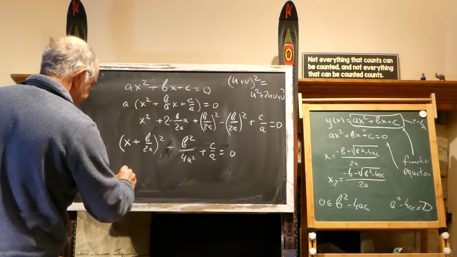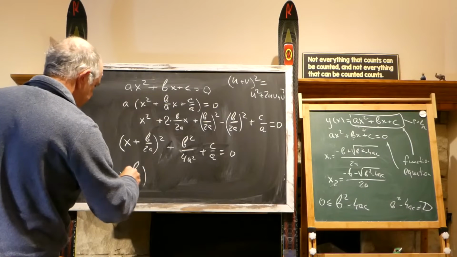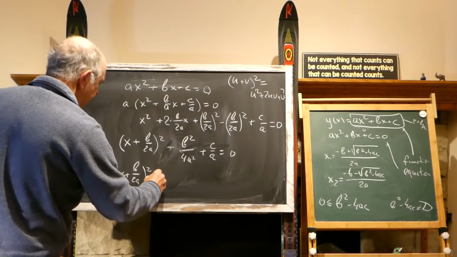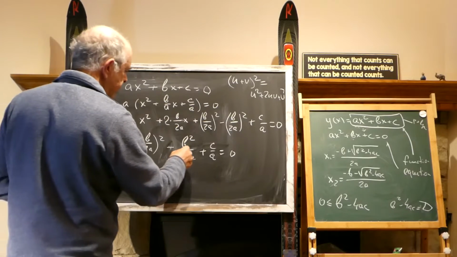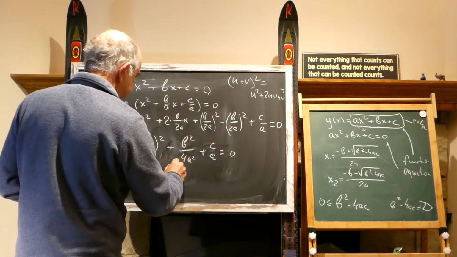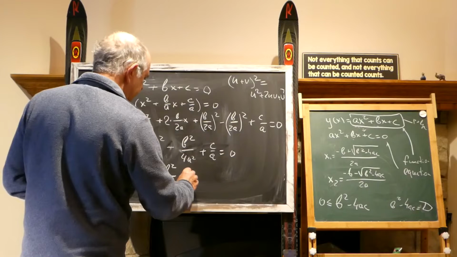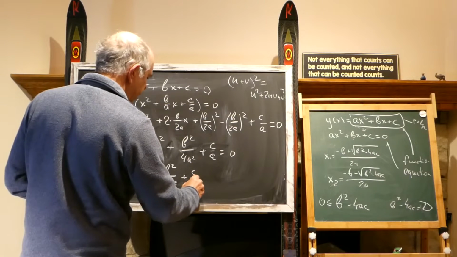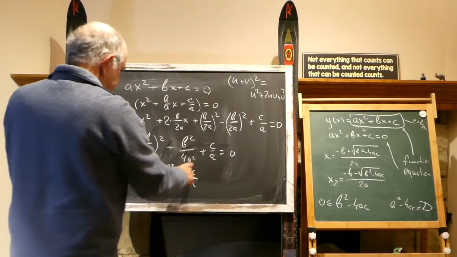But then I have a full square, so I write this like that, and I move this on another side, and when I move this on another side I have to change the signs, so it would be b squared over 4a squared plus c over a. And of course this is all absolutely the same.